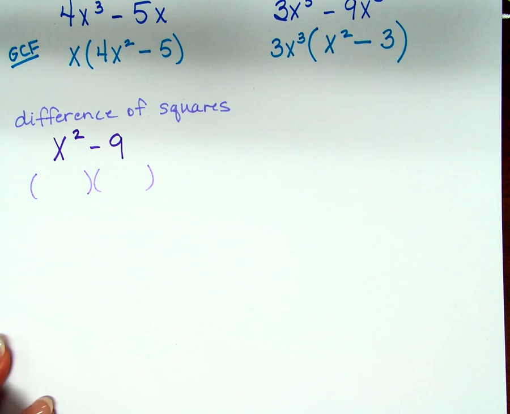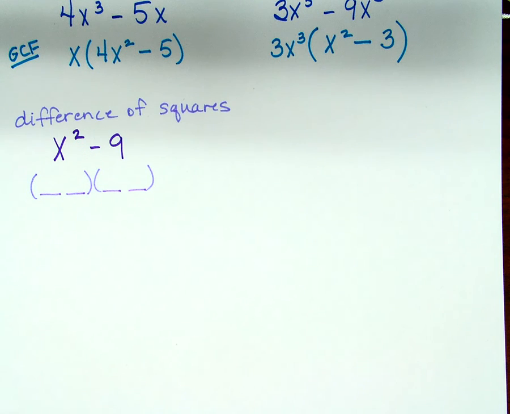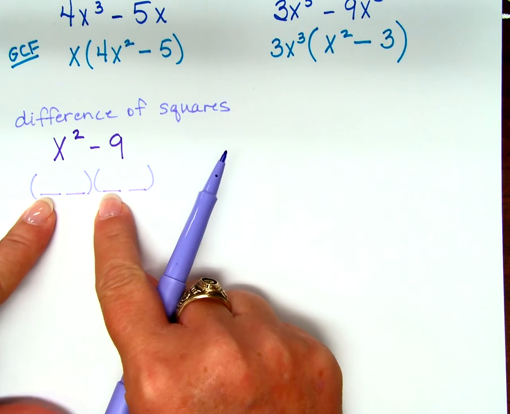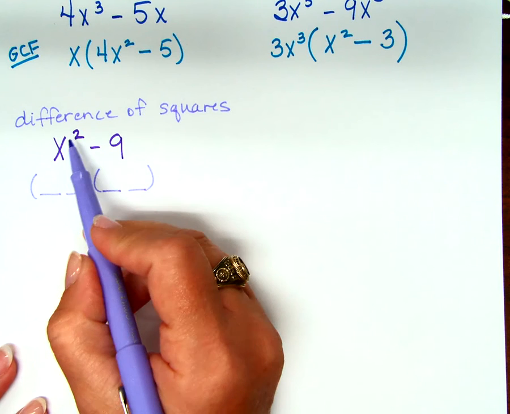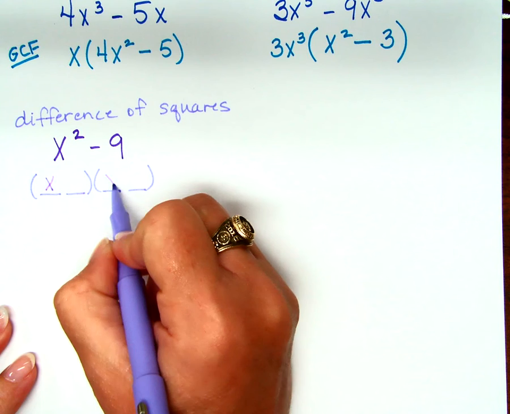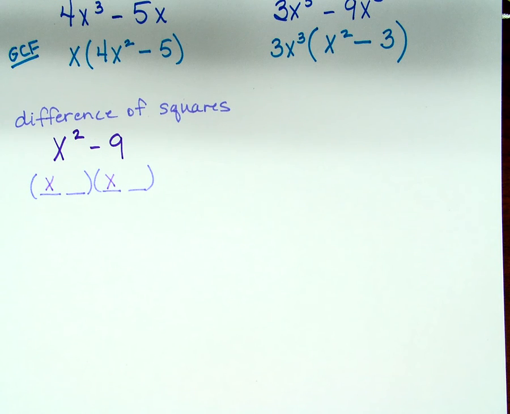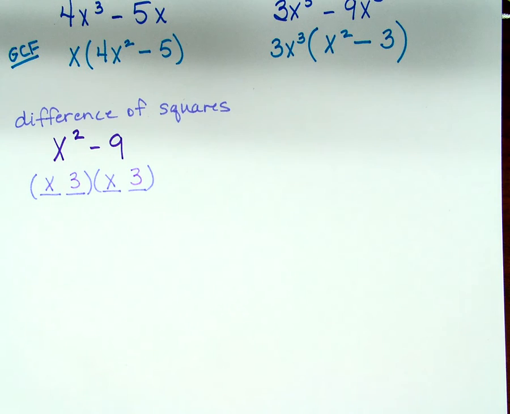Two binomials. There's a term here, a term here, a term here, and a term here. Guess what goes in the first part of each binomial? Yeah, the square root of x squared. What is the square root of x squared? x. So an x goes here and an x goes here. What do you think goes in the back of each binomial? The square root of 9. What is the square root of 9? 3. A 3 goes here and a 3 goes here.